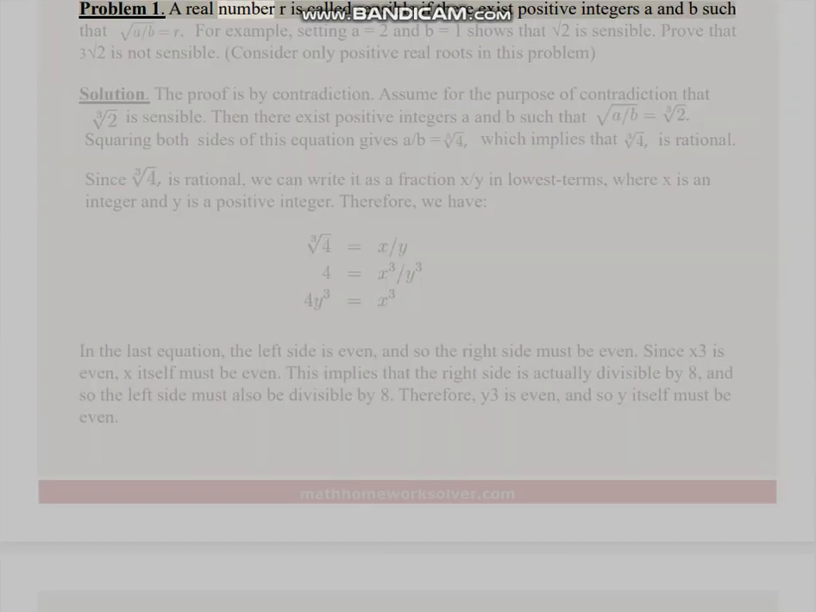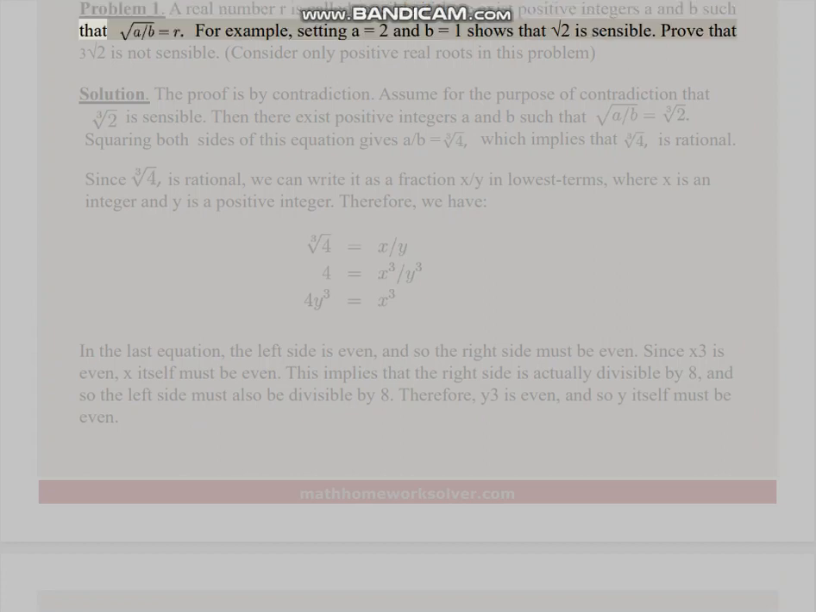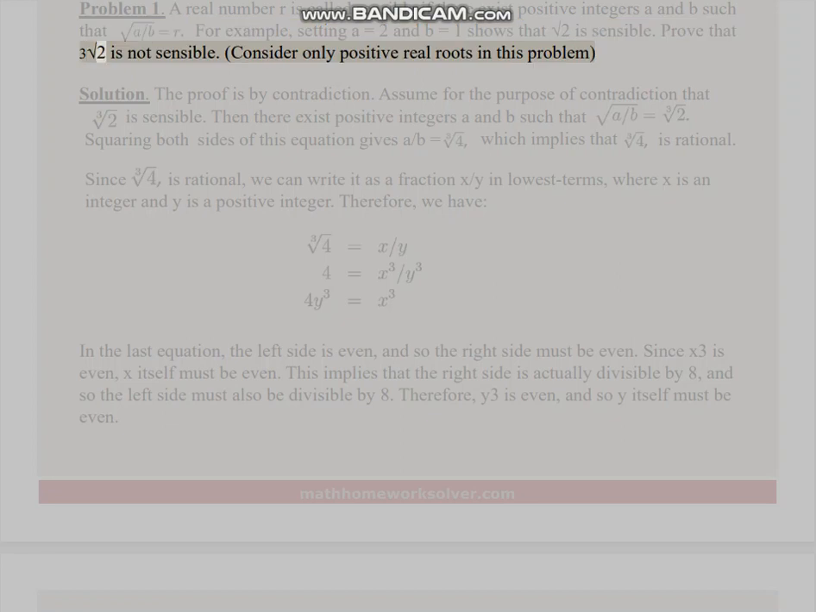Problem 1. A real number r is called sensible if there exist positive integers a and b such that r equals the a-th root of b. For example, setting a equals 2 and b equals 1 shows that square root 2 is sensible. Prove that cube root of 2 is not sensible. Consider only positive real roots in this problem.